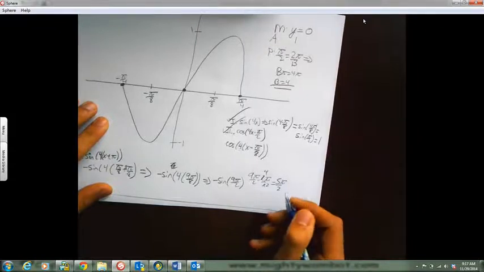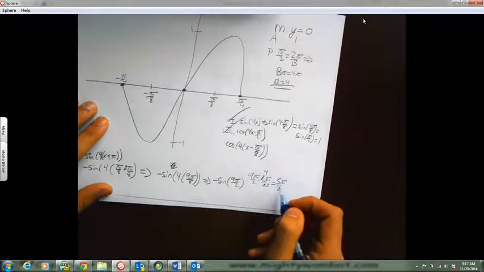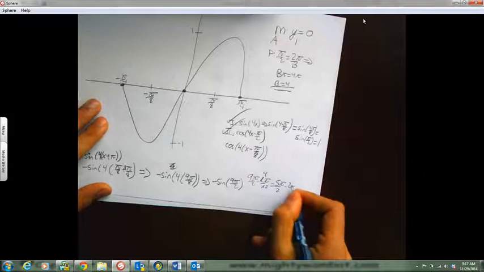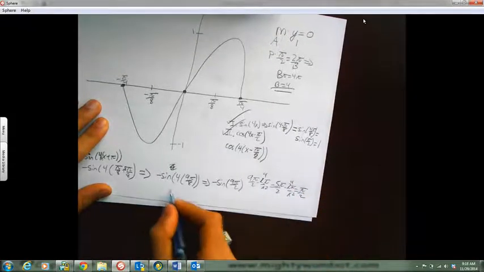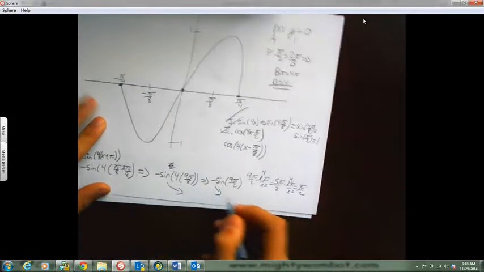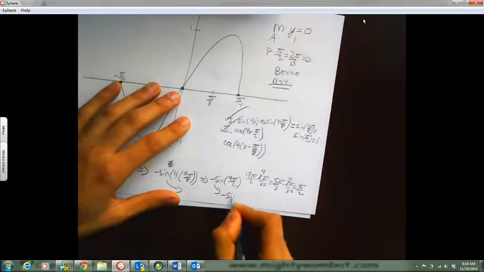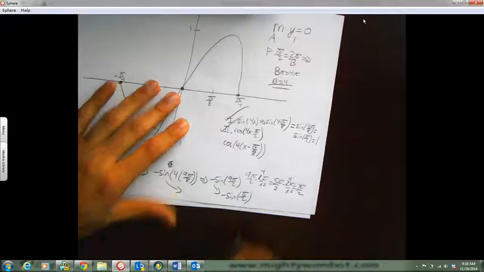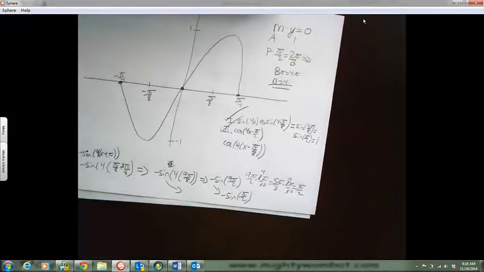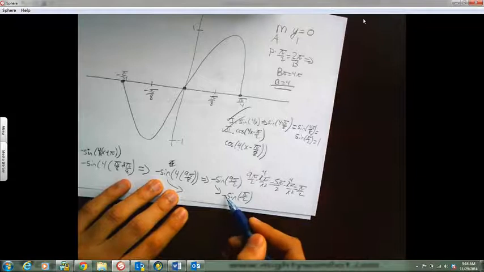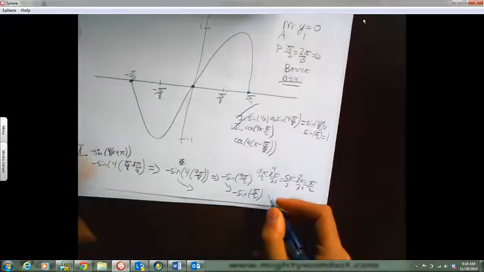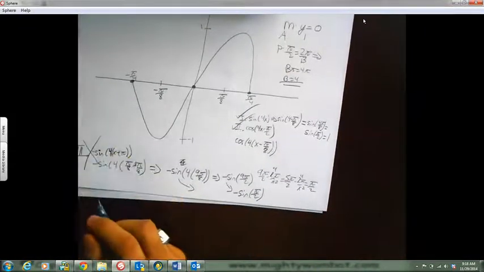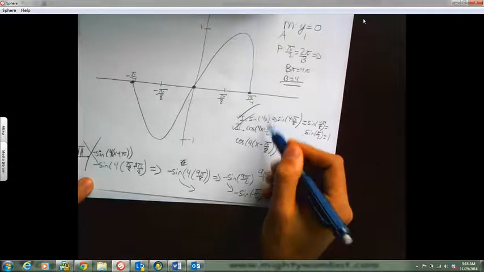Still too big? Yup. Minus 2 pi again. Gets me pi over 2. So I'm going to rewrite this right here as negative sine of pi over 2. Sine of pi over 2 is 1, times negative 1 is negative 1. But remember, we plugged in pi over 8. That should be positive 1. We're getting negative 1. That is not good. So answer choice 3 does not work. So it is answer choices 1 and 2 only.